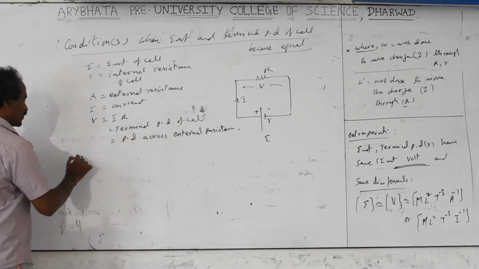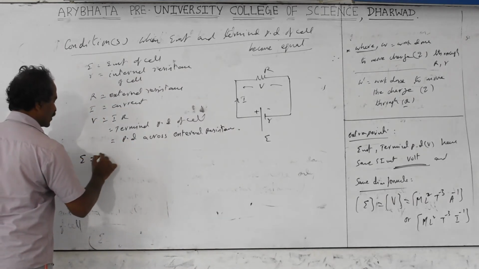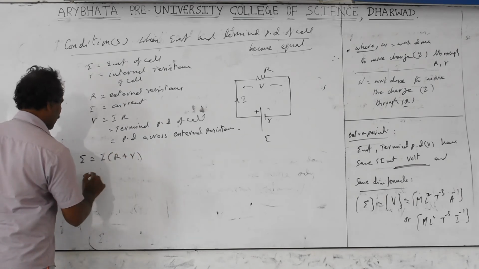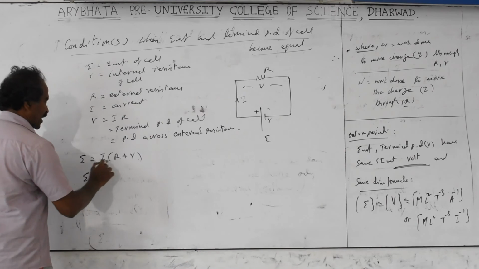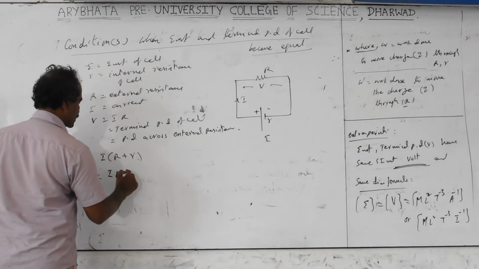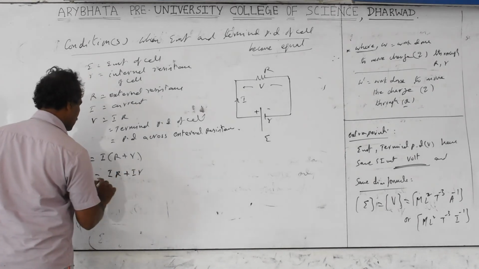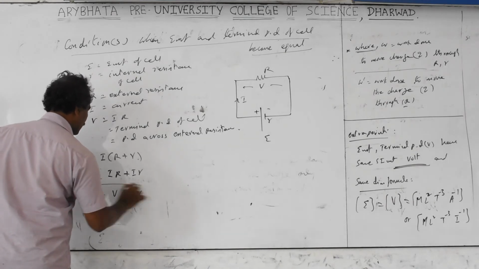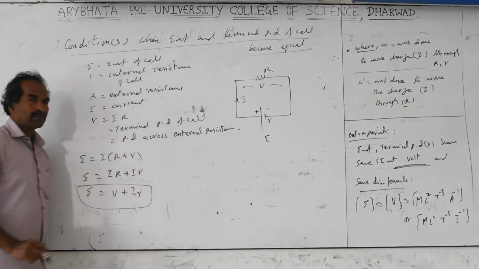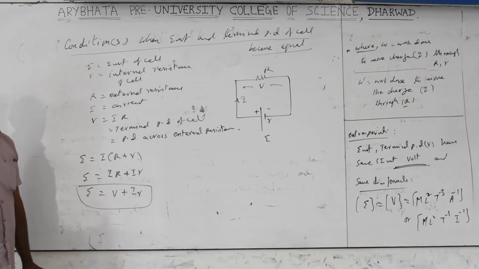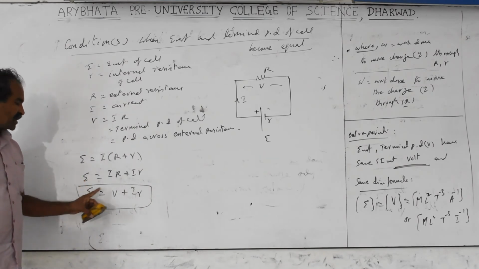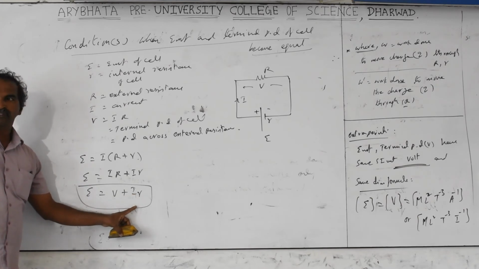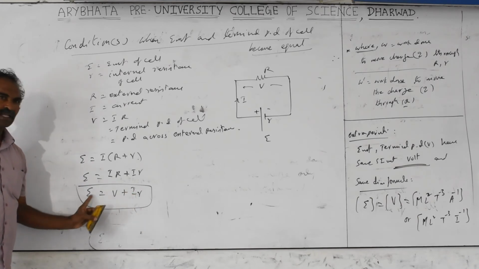The relation we have is E equal to I into (R plus r). If we expand it further, we have the relation from the previous class: IR plus Ir. This IR is V. E equal to V plus Ir is the relation between E and V. When does E become V? Either I should be 0 or small r should be 0. If this part becomes 0, then E becomes equal to V.